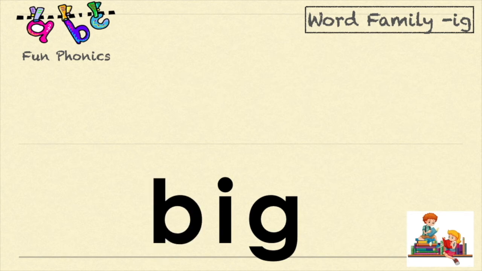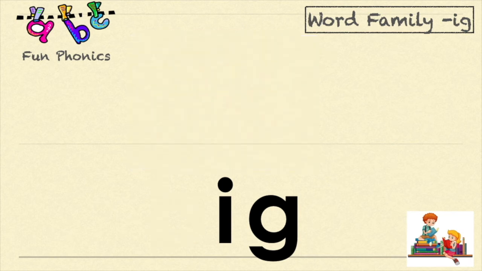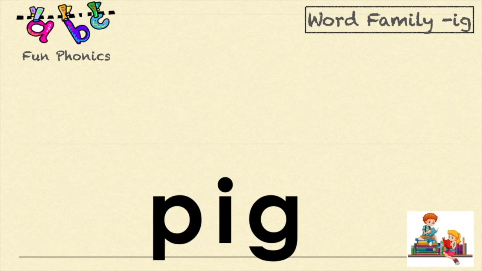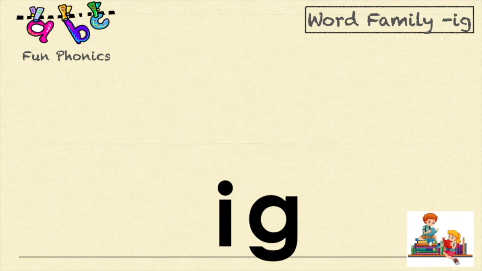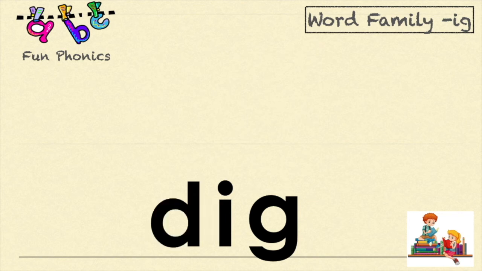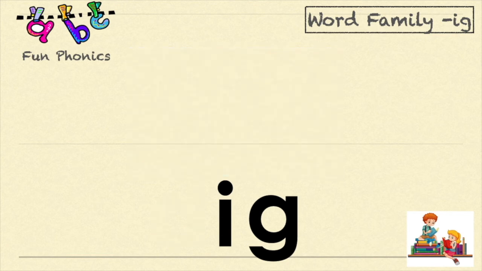This is letter B. The sound of B is B. Big. Let's put the letter P. The sound of P is P. So, pig. Another letter is D. The sound of D is D. Dig.